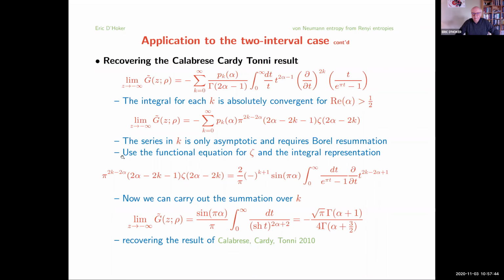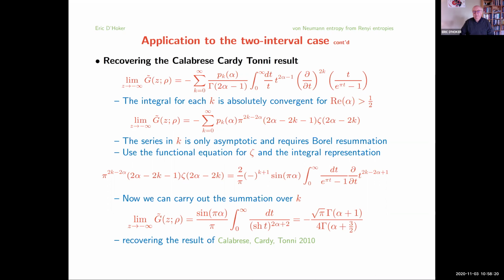So then once you know this sum, I can use the functional equation for zeta relating zeta of z to zeta of 1 minus z and use an integral representation for it. I'm again going to spare you all the details. And so you find an expression that you can in fact evaluate and you find the same result. So we recover, in the 2 interval case, the expressions of Calabrese, Cardy, and Tonni.